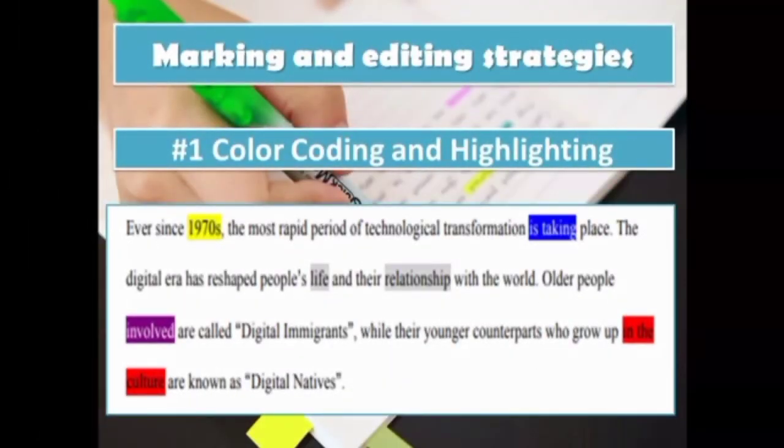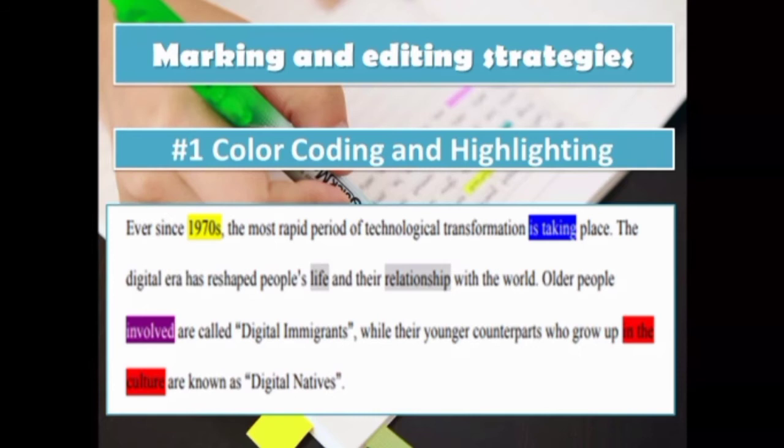Marking and editing strategies. Here are three approaches to marking errors. Remember that all of these approaches are more effective when paired with a strategy for holding the students accountable for making the correction so that they develop their own editing skills.